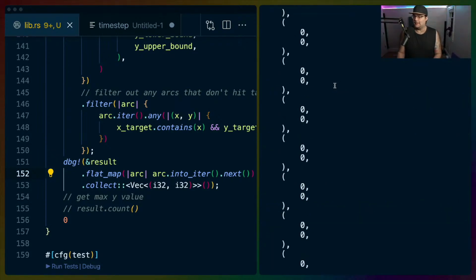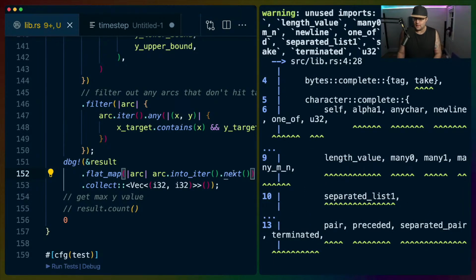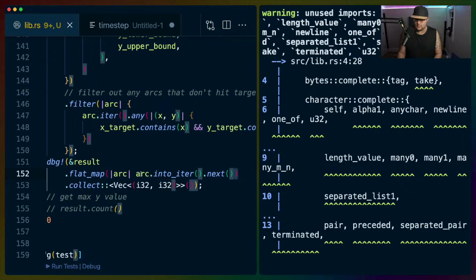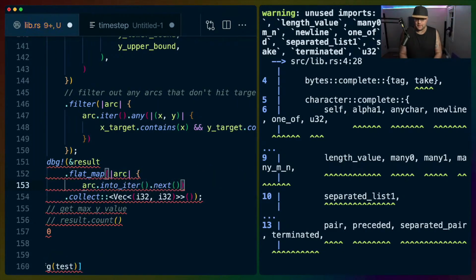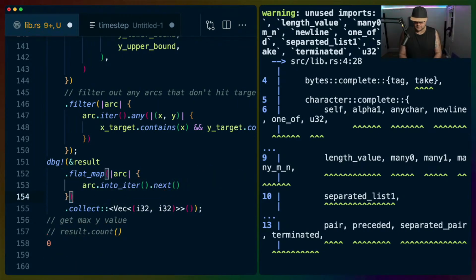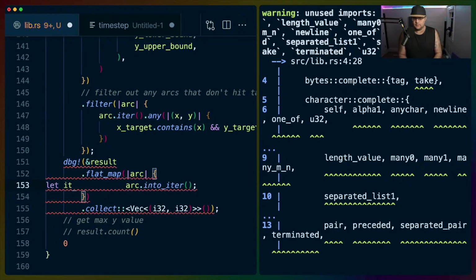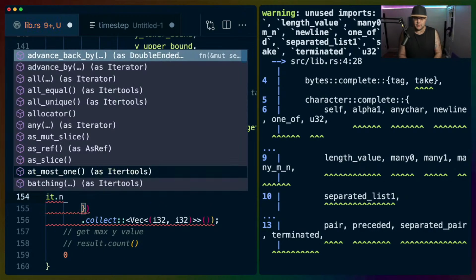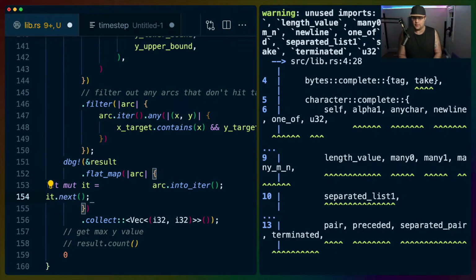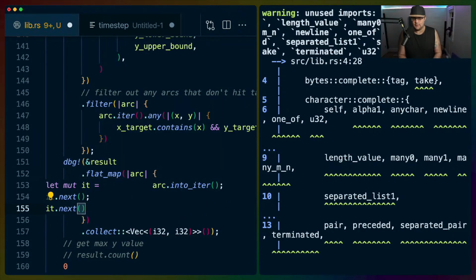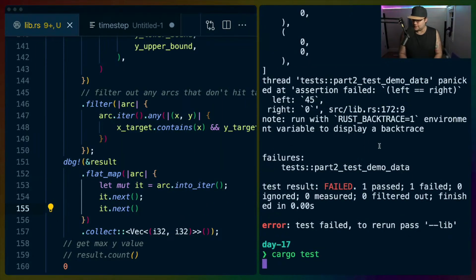Okay, there's a lot of 0 in here. We don't want this. We want next. Into iter.next. Let's do into iter. Mute it equals this. It.next. And we're going to throw it away. It.next. And we're going to pass that one as the return value.